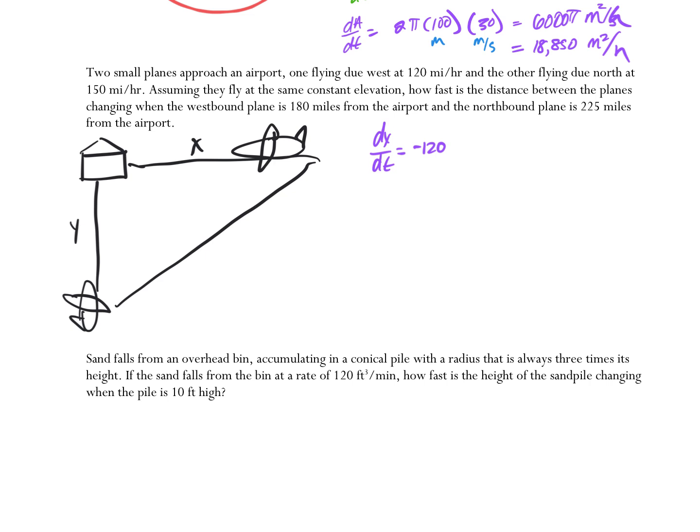And likewise, what can we say about dy/dt? Negative 150. Lovely. This is because they're getting closer and closer to that airport. So the change in x is that it's getting smaller by that amount. Okay? And we want to know how far is the distance between the two planes. That's this distance. How fast is that changing?